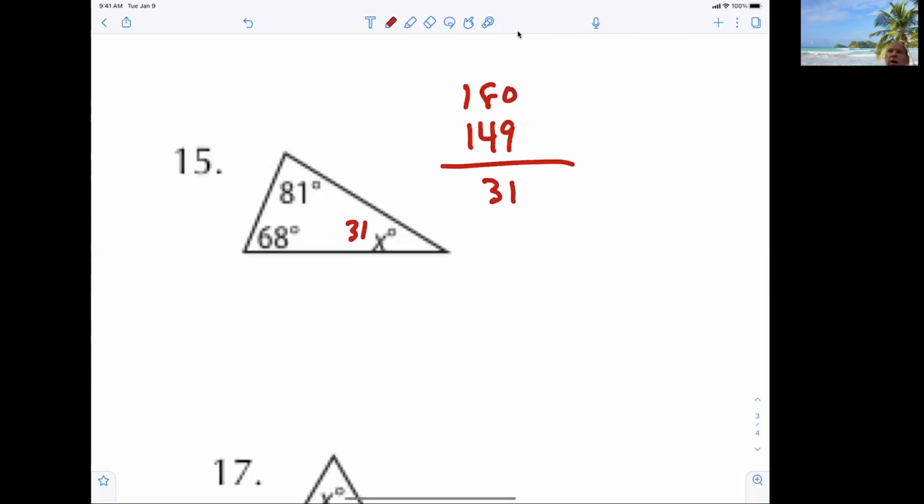All right, what kind of triangle is that called now, Jolie? Acute, good. What else? Now, in order for it to be isosceles, two angles have to be equal. Scalene, right.